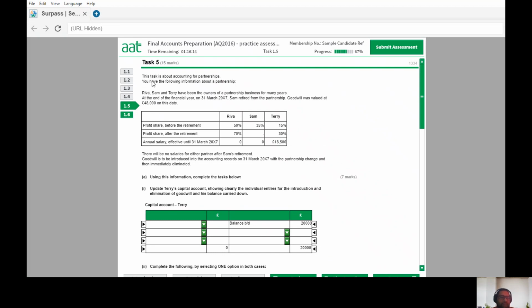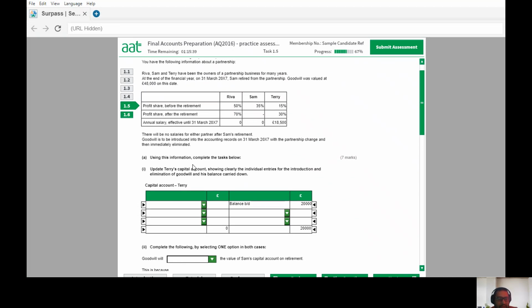This is a task about partnerships. You have the following information about a partnership. Riva, Sam, and Terry have been owners of a partnership business for many years. At the end of the financial year, 31st of March 2017, Sam retired from the partnership. The goodwill was valued at £48,000 on this date. So these are the three pieces of information you need: the profit share before and the profit share after, and the annual salary effective until 31st of March 2017. This also needs to be taken into account.